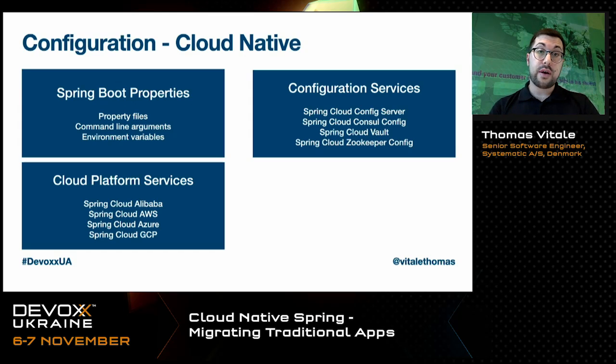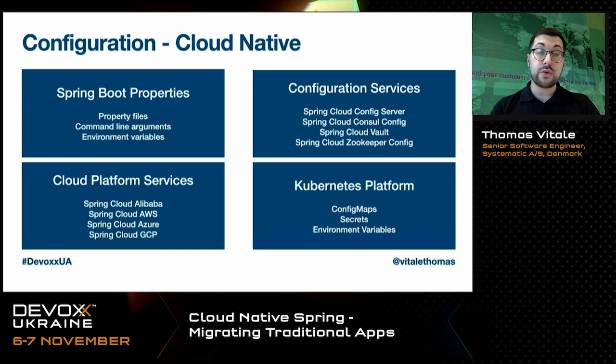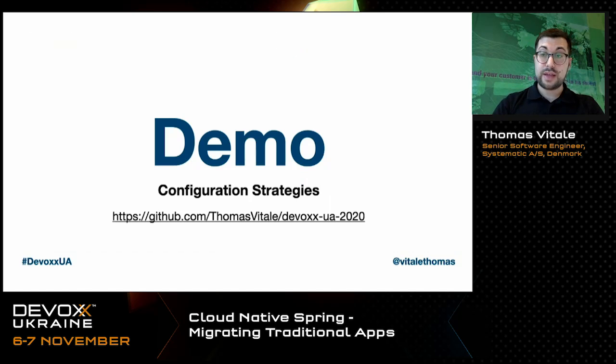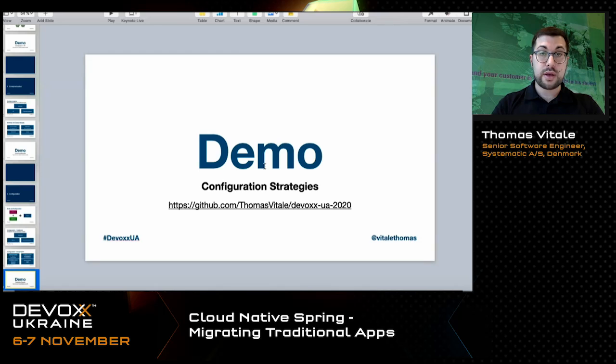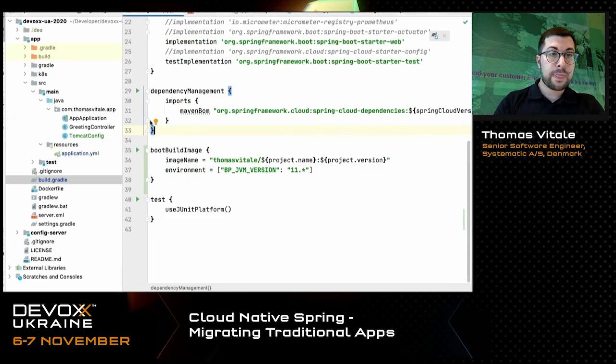Another option for Kubernetes-based platforms is to use config maps and secrets, as well as environment variables that can always be used. But we would like to have all configuration outside the application and maybe centralized in a configuration service. Let's have a look at how to do that. We're gonna analyze a couple of strategies.